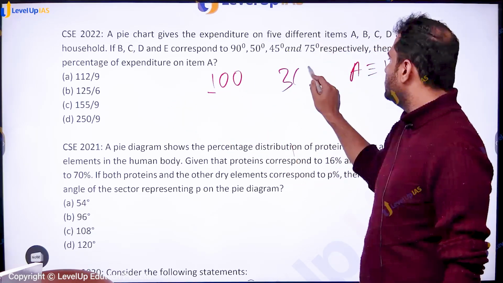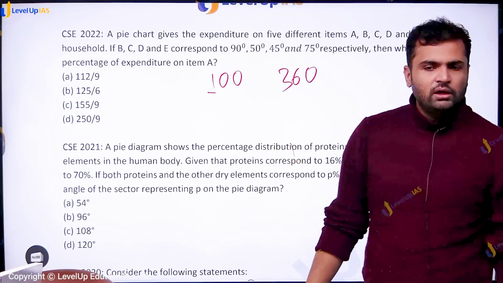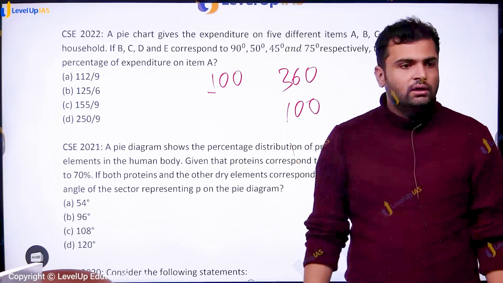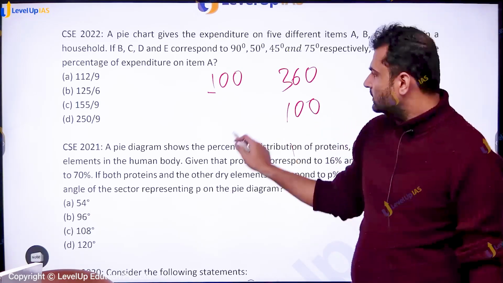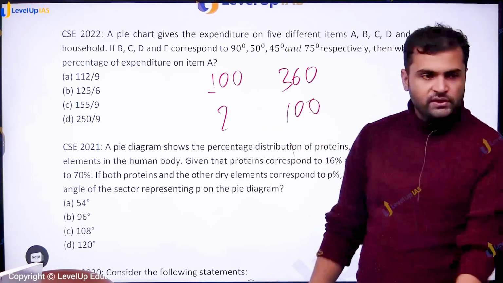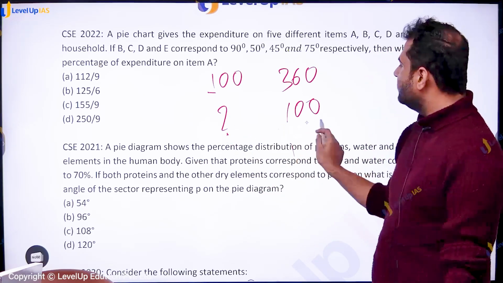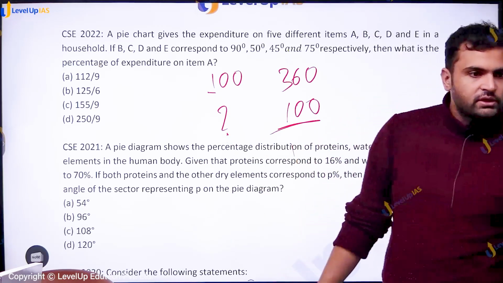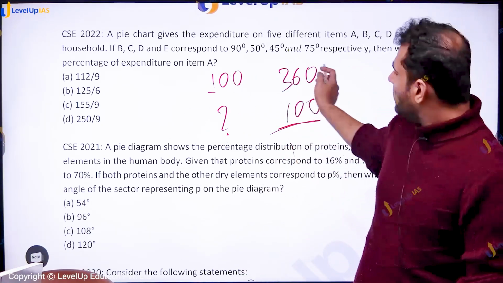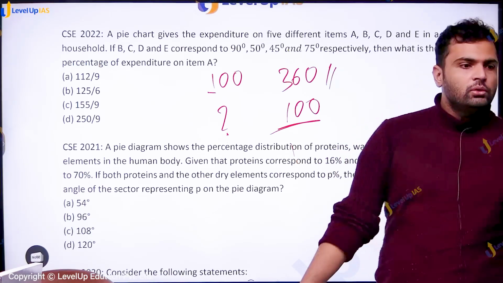100 out of 360. We want to talk about percentage. Percentage is about, if instead of 360 I want to calculate over 100, how much is the expenditure? This is what we have to solve. If the expenditure is 100 degrees out of 360 degrees, then how much is it out of 100? Percentage means how much per 100. From the given information we calculated per 360. From that we have to calculate per 100.